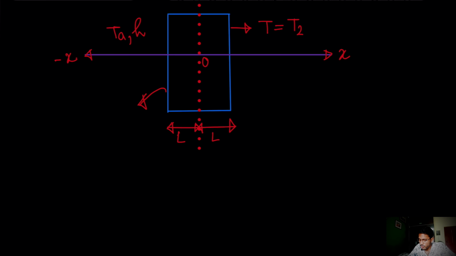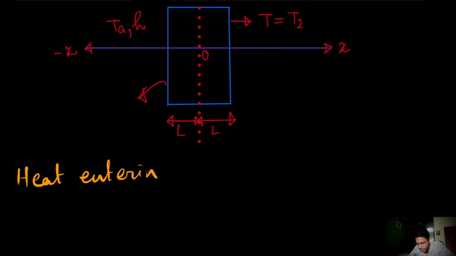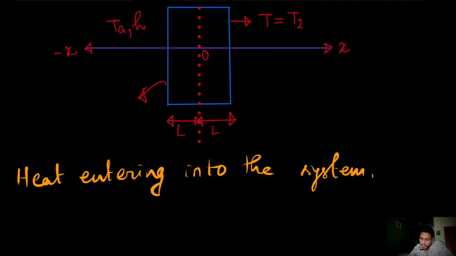Now how can you write the heat flux on this face? For this we will consider a convention. What convention? Heat entering into the block, or rather into the system, is positive. If any heat is entering, then it is positive, otherwise it is negative.